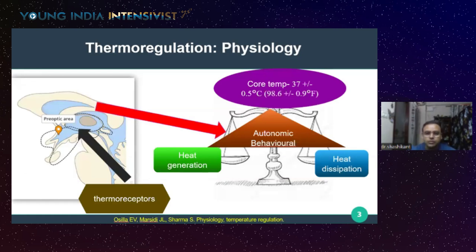So let us have a recap of how body temperature is regulated in humans. We have thermoreceptors, both peripheral as well as core thermoreceptors, which sense the change in temperature, and via the afferent pathway it is brought to the preoptic area of the hypothalamus. From there the efferent pathway, via autonomic and behavioral responses, tries to maintain the core temperature in the range of 37 plus minus 0.5 degrees Celsius, that is 98.6 plus minus 0.9 degrees Fahrenheit. So through autonomic and behavioral responses, there are different mechanisms of heat generation and different mechanisms of heat dissipation, and the balance between the two finally maintains the core temperature.